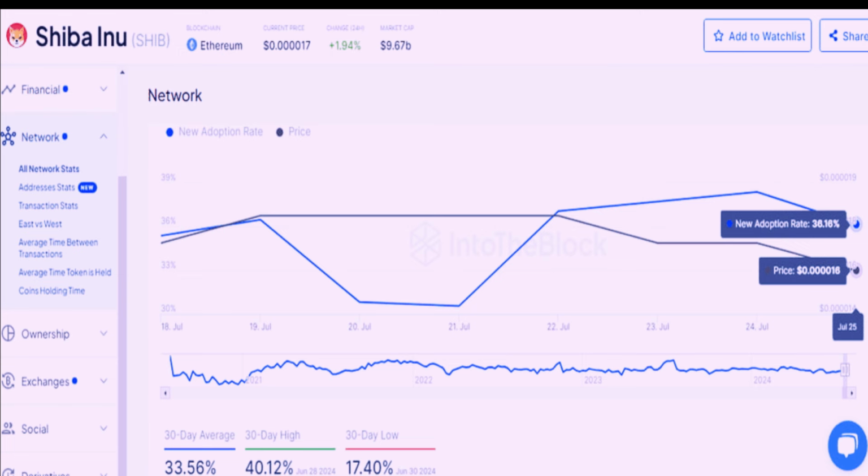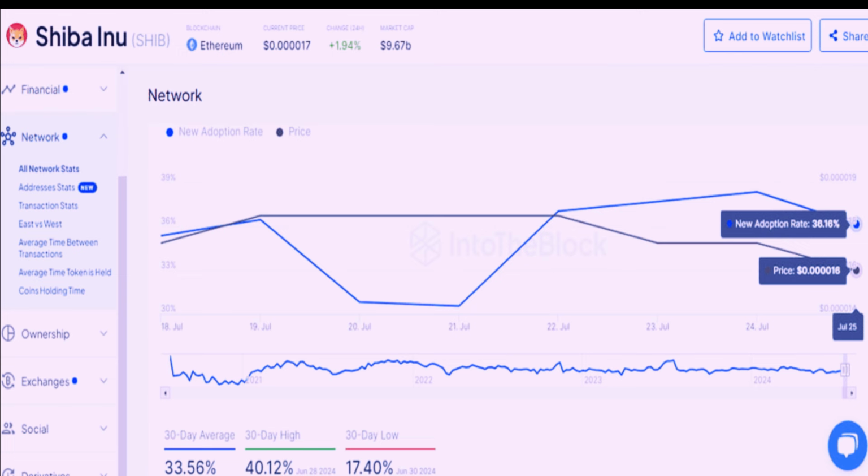To provide a bit more context, the 30-day average adoption rate stands at 33.56%. The highest point in this period was 40.12% on June 28th, while the lowest was 17.40% on June 30th. These numbers give us a broader picture of how SHIB's adoption is evolving. It's fascinating to see that there's not always a direct correlation between short-term adoption rate changes and the price of SHIB. This suggests that other factors such as overall market sentiment, long-term adoption trends, and activity levels might have a more significant influence on price movements than short-term spikes.